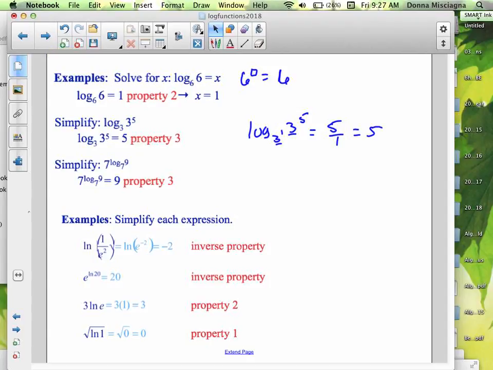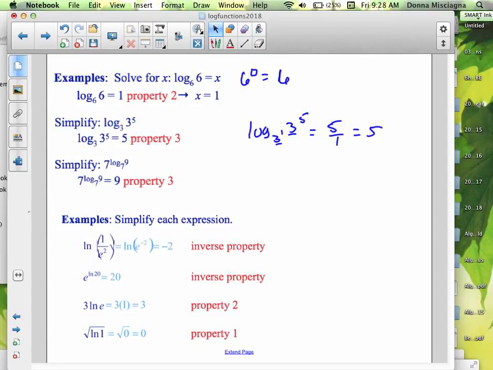All right, log base 3 of 3 to the 5th power, those two will cancel, leaving only the 5. So the bases match, it leaves just the exponents. Log base 7 of 7 to the x, the same base, they cancel one another out, it leaves just the x. And these properties will hold for natural log just like they hold for log. So natural log and e cancel, leaving just the exponent. E and natural log cancel, leaves the 20.